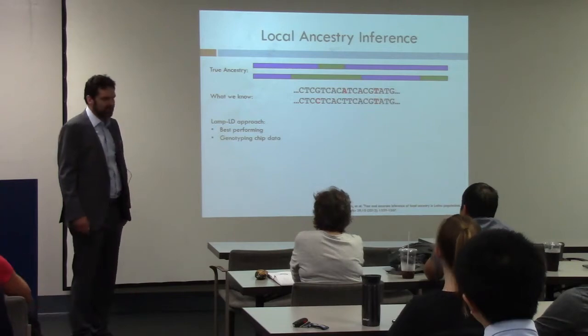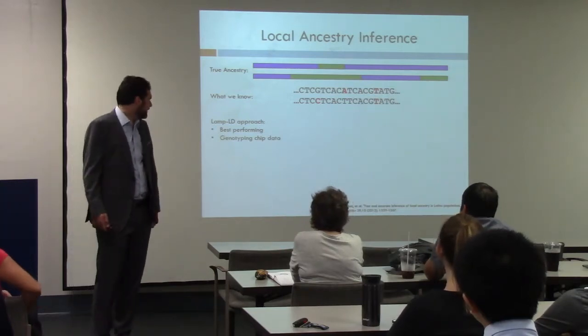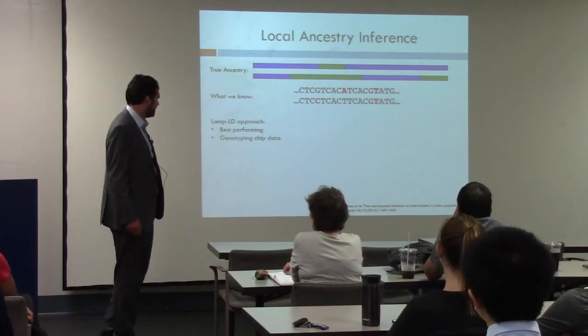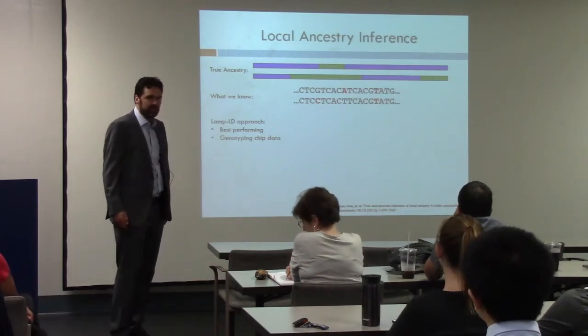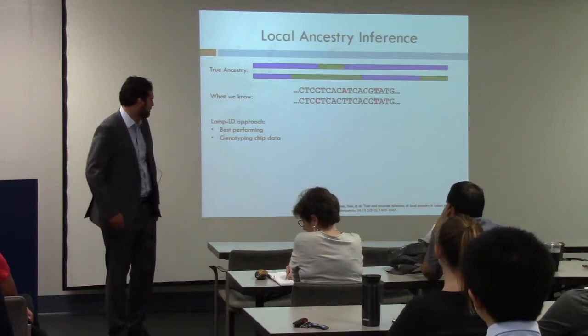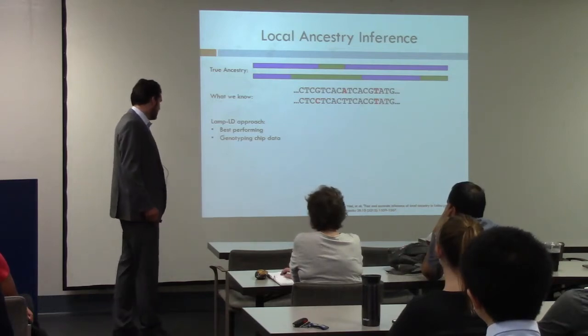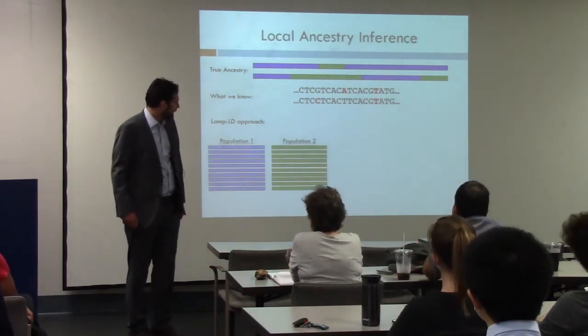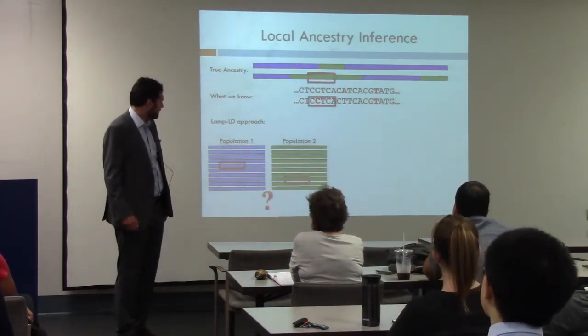So one of the established approaches for doing this is called LAMP-LD. And it's representative of a lot of the approaches that exist. They use genotyping chip data, which gives us access to common variation. And I'm going to present LAMP-LD because it's one of the best performing methods. And how it works is quite intuitive.